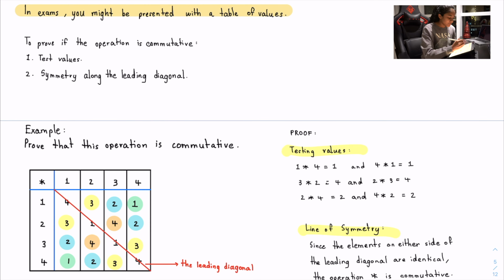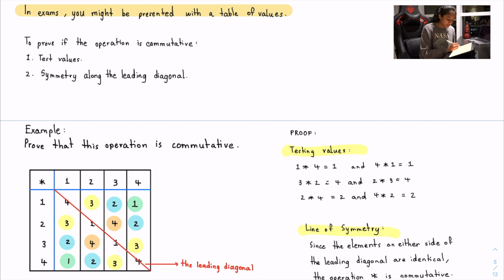So the first way we're going to look at is testing values. We can choose any random values. Obviously we can't choose 1 star 1 or 2 star 2, because you can't just switch around the numbers. It'll be the same. So we have to choose two different numbers.